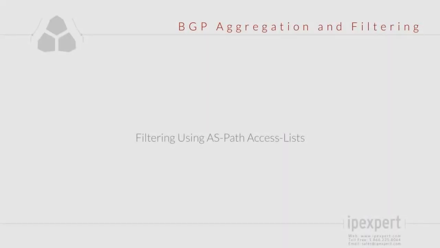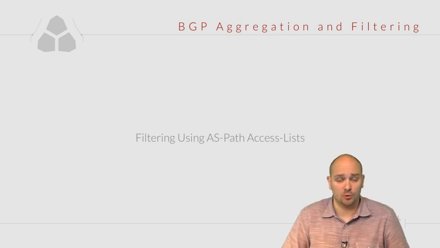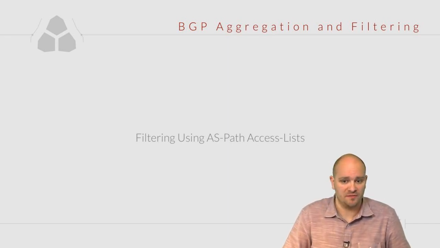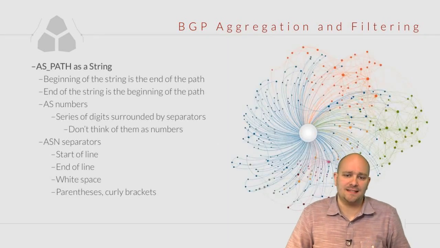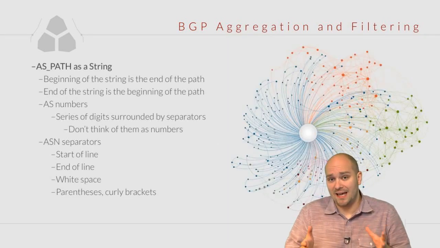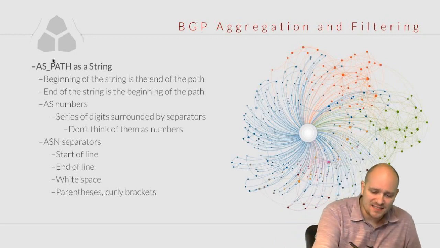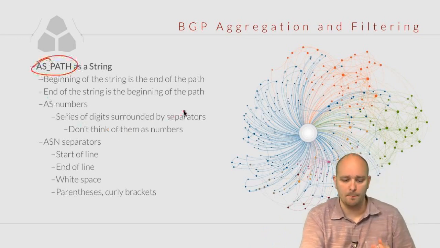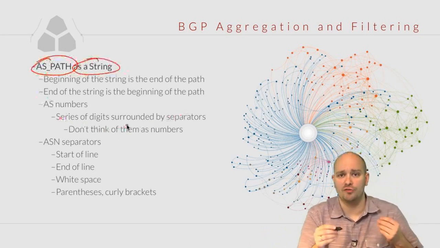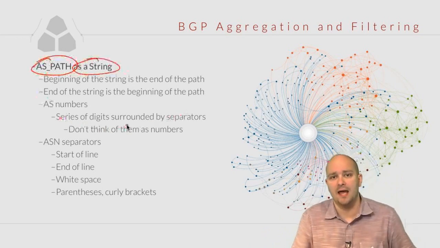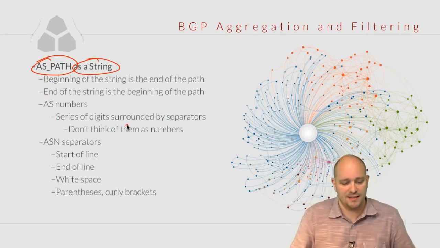Now we are going to talk about filtering in BGP using AS path access lists. I should warn you that this is the topic that usually gives students the most difficulty when they are studying for BGP filtering. Now, the reason for that is that BGP filtering using AS path access lists requires you to approach the AS path not as a series of numbers, but as a series of characters, or as a string, as it is called in our lovely computer science.